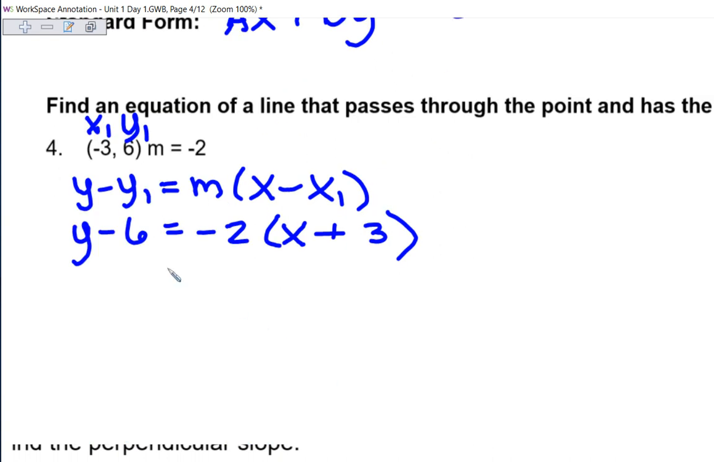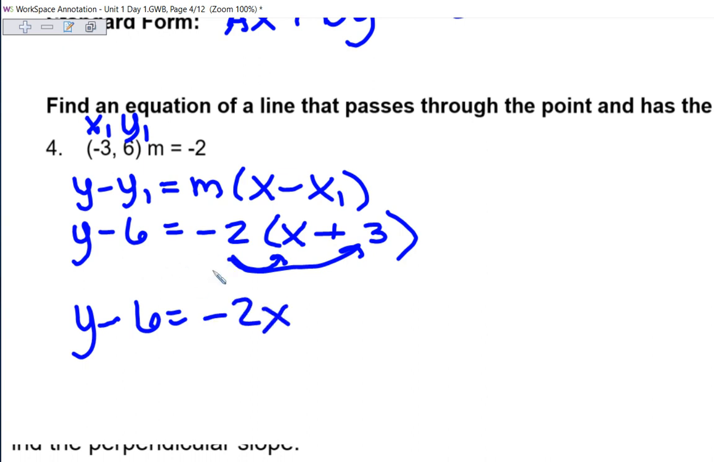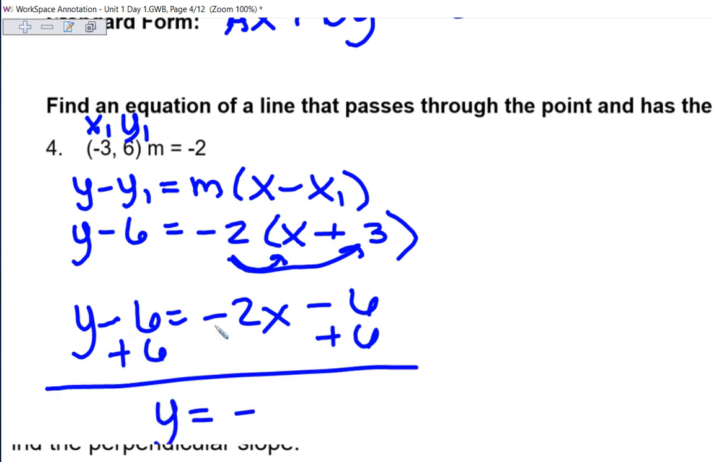So let's practice that. Let's distribute that -2, because math is fun. Bring down y minus 6. Distribute your -2: -2 times x is -2x, and -2 times 3 is -6. My final step would be to add 6 to both sides. So y equals -2x, and -6 plus 6 is 0. So the equation is just y equals -2x.